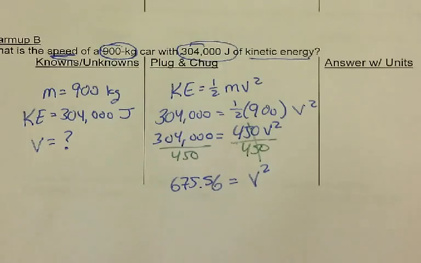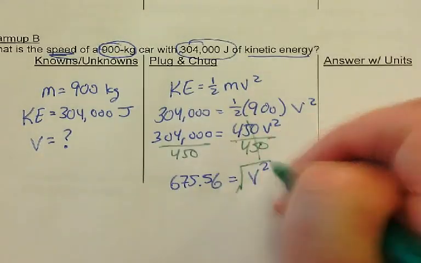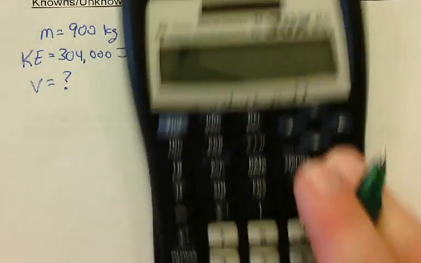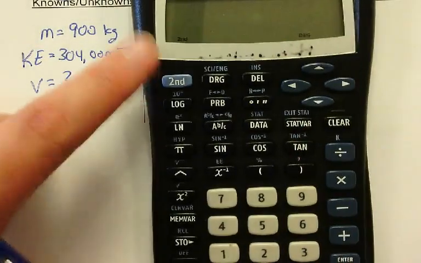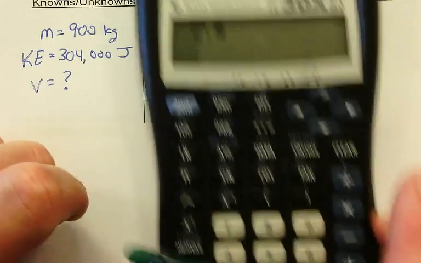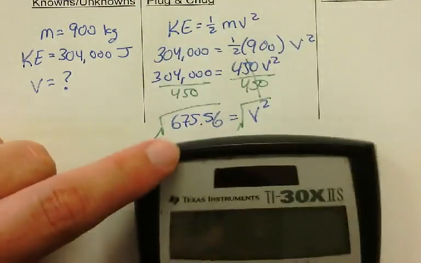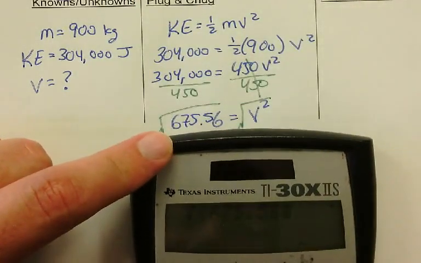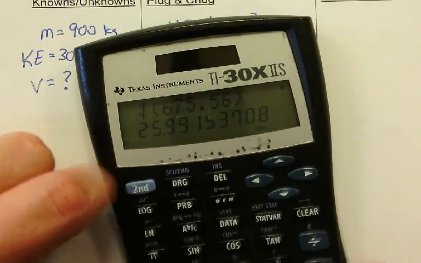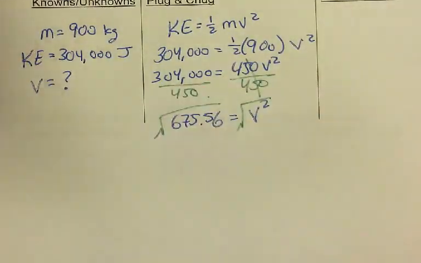How do you undo a square? You square root it. To get a square root on the calculator, if you don't remember, you press the second button and then this to get a square root. You want the square root of 675.56. And my calculator has given me 25.99.